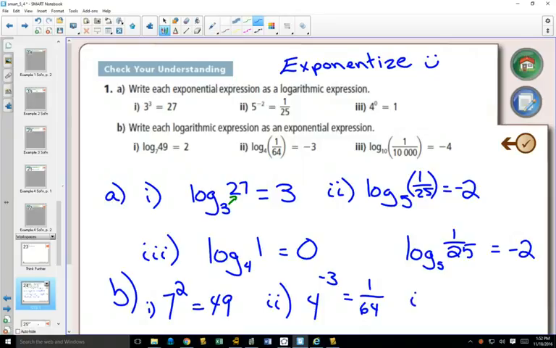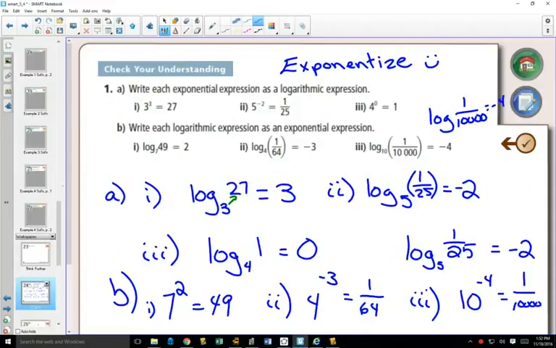And the last one, I wish they would have written the last one just like this, to get you to realize, okay, it's a log, but no base is written. Anytime that no base is written, it's our common log. So the base is 10. The exponent is negative 4. And that's in exponential form.